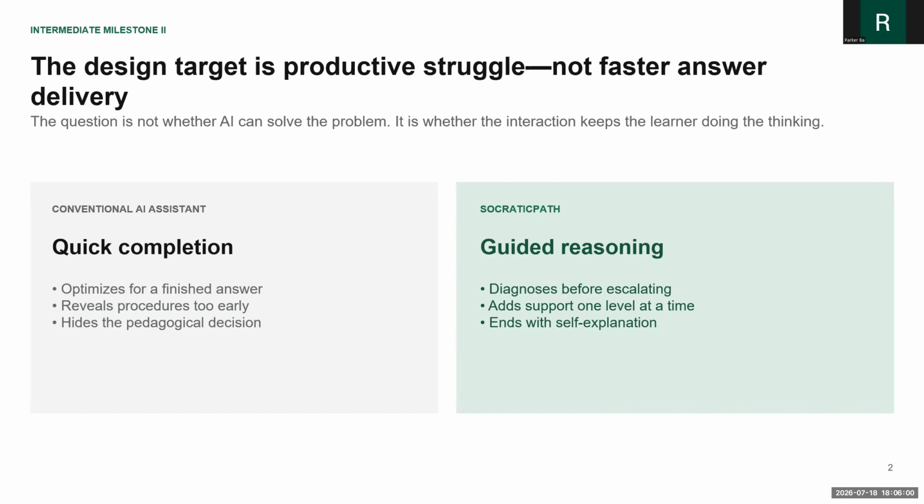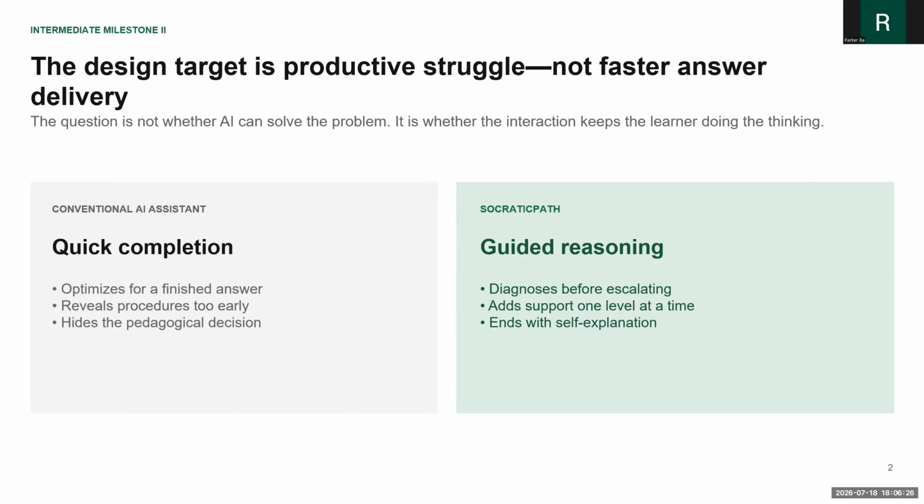The project's central goal has not changed. Standard AI assistants are often optimized to produce a complete answer quickly. That is useful in many settings, but it can undermine learning when students need to practice selecting operations, noticing errors, and explaining why a method works.